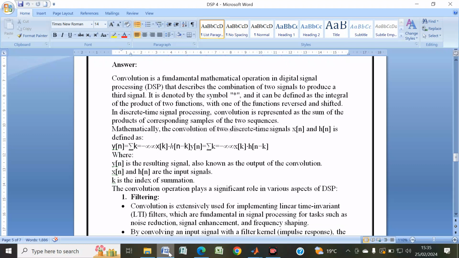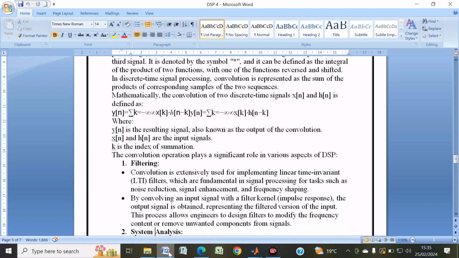Convolution represents a sum of products of corresponding samples of two sequences. As you can see, it is in mathematical form.